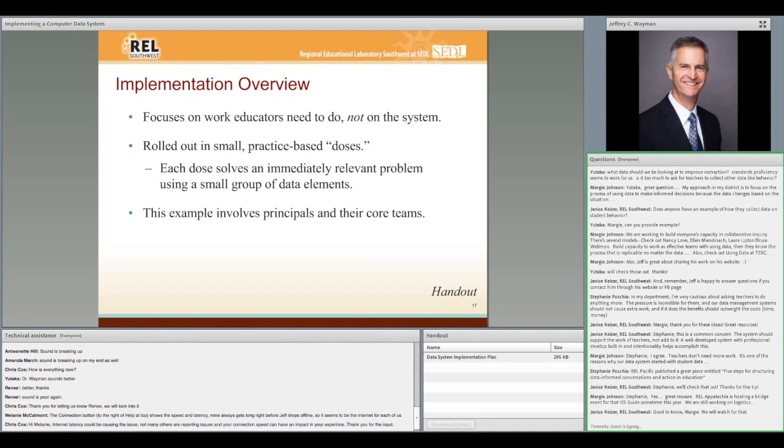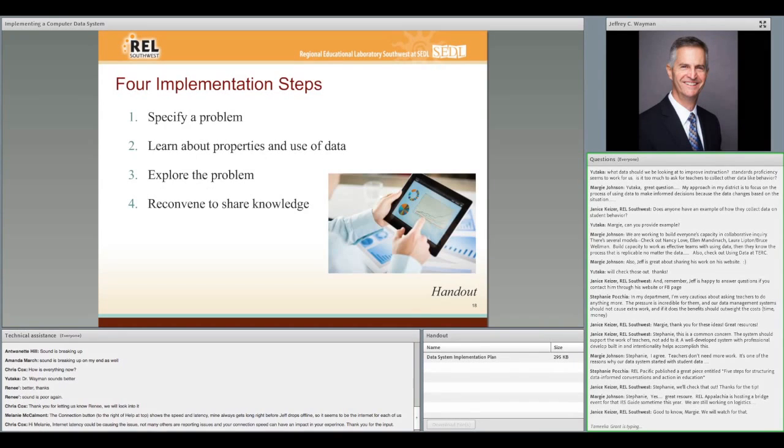Not only does it make sense organizationally in terms of the leader knowing what they're doing, but it's considerate to the principals, because it's hard as a leader to save face while you're learning something at the same time that your people are too. So anyway, this one involves principals and their core teams. You have some flexibility on who you involve in it at first. The four steps to this rollout are the following.